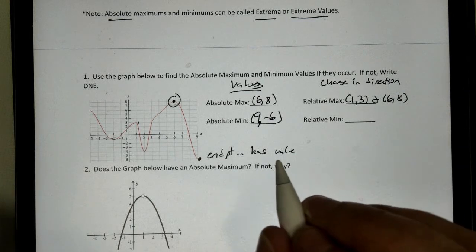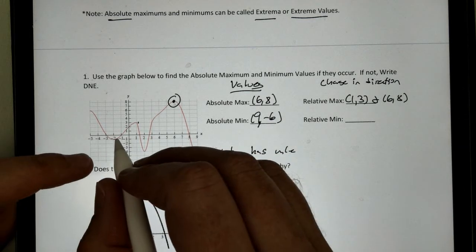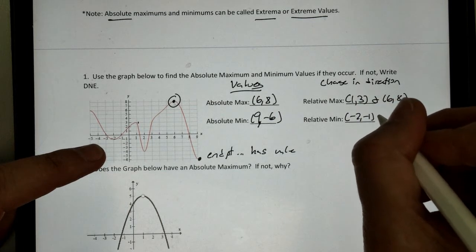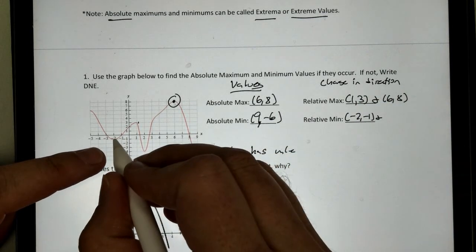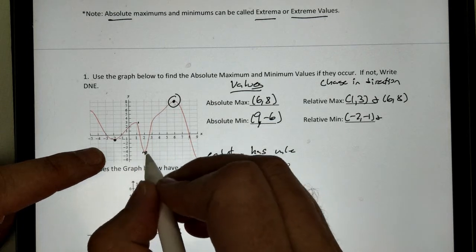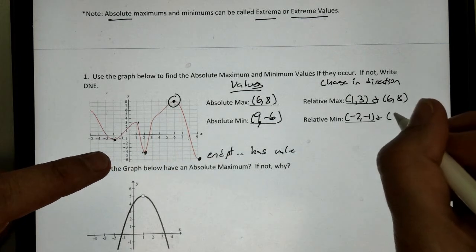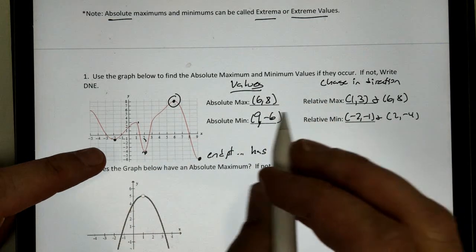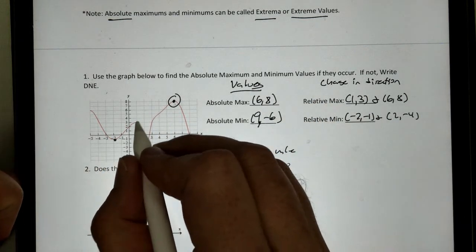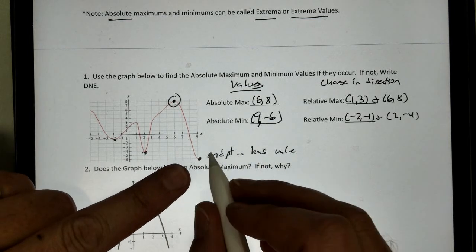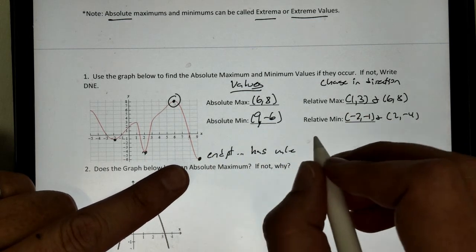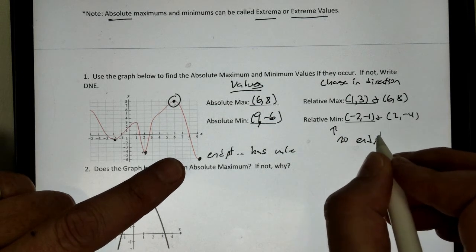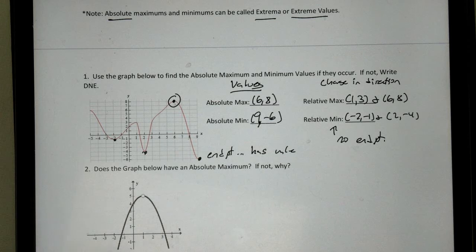So let's try the relative minimum here. What about this? A relative minimum, it looks like it could be -2, -1. Looks like there might be a few here. Looks like at the point 2, -4, because I'm changing direction and I'm at a bottom. And let's see, are there any more? What about the endpoint? Will this be considered a relative minimum? No. Remember, for these, no endpoints, because the direction doesn't change for us, so we're not going to accept those.